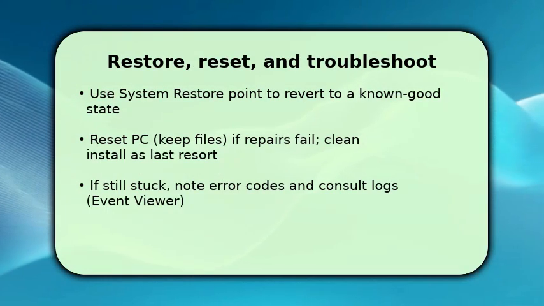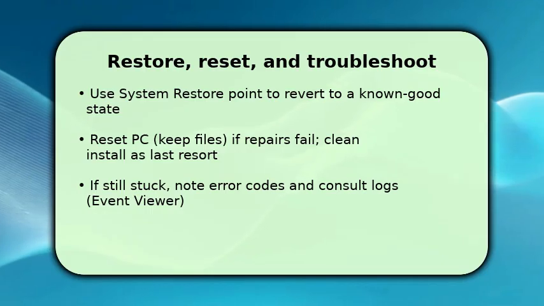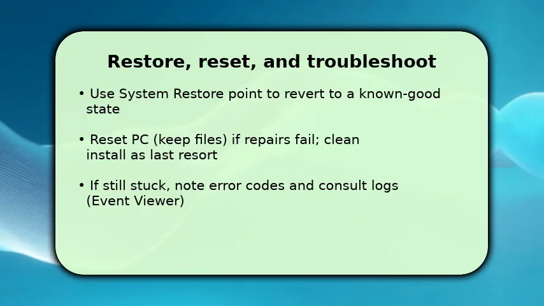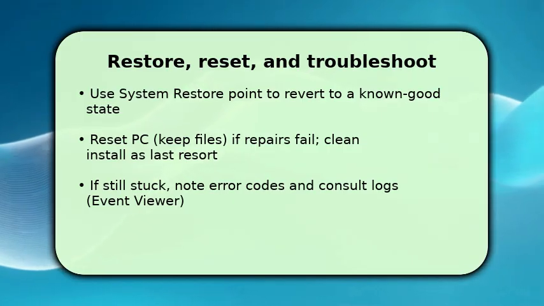Finish by restoring or resetting depending on what you found. If a system restore point exists, use it to revert system files and settings. This often resolves stubborn loops. If restore isn't available or doesn't help, use Reset this PC with the Keep My Files option. That reinstalls Windows without wiping your data. As a last resort, perform a clean install from USB.